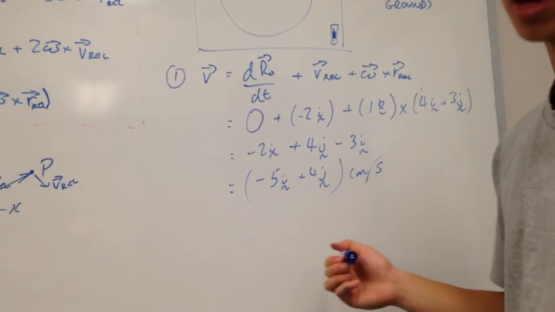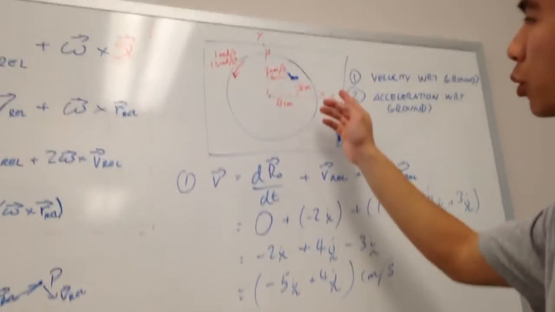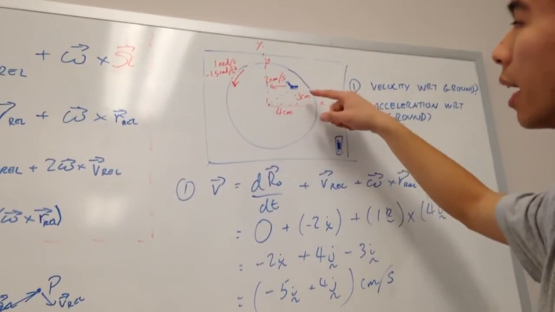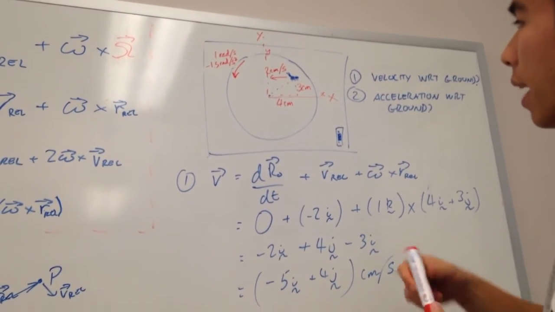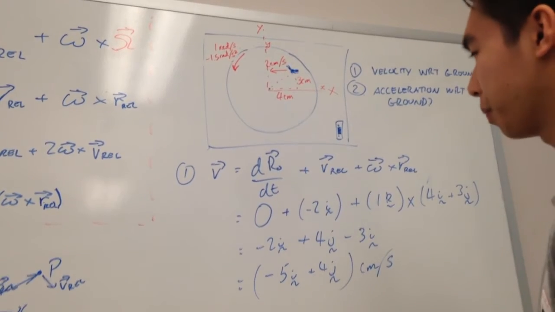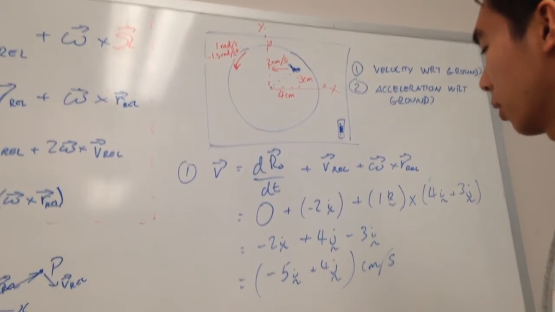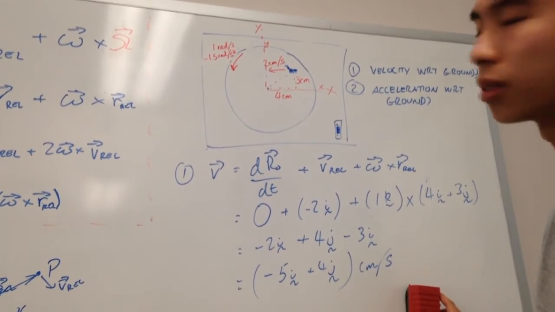So let's think about that. Does that make any sense? Well, the turntable is going to be spinning that way. The ant's already moving to the left. So it makes sense that the ant is moving in that direction. All right? So we'll raise that and we'll find the acceleration of the ant with respect to the ground.